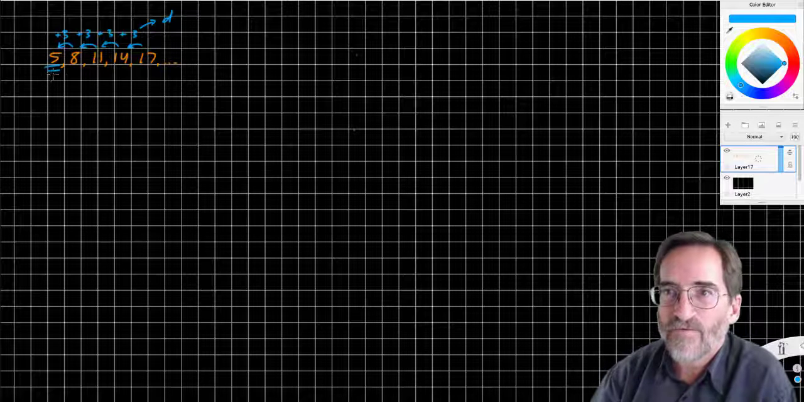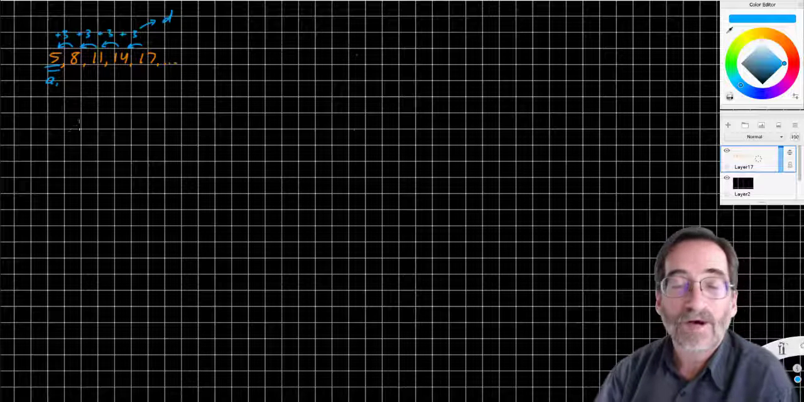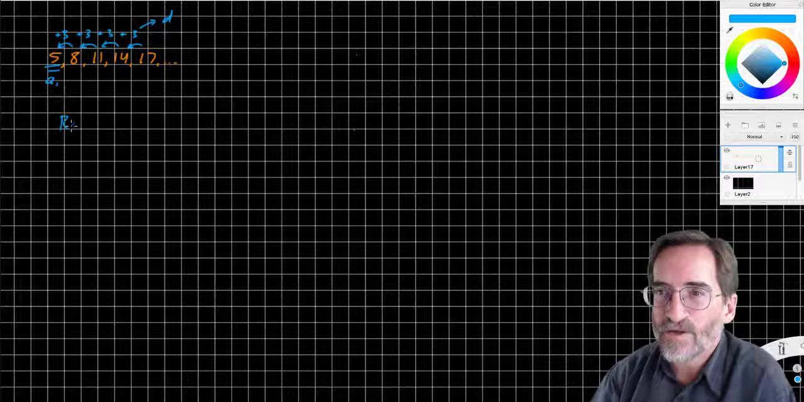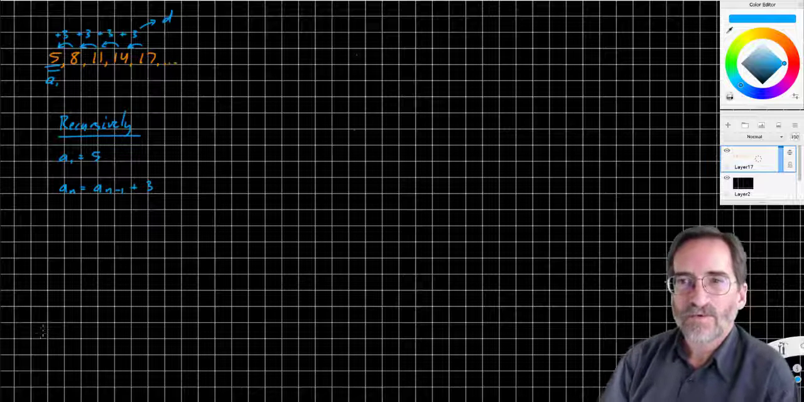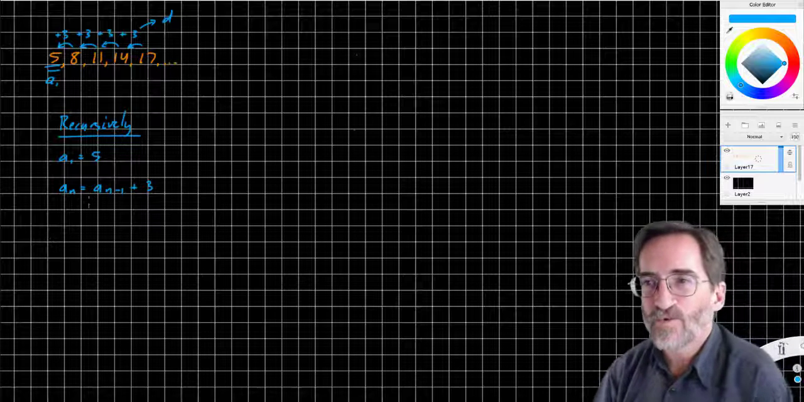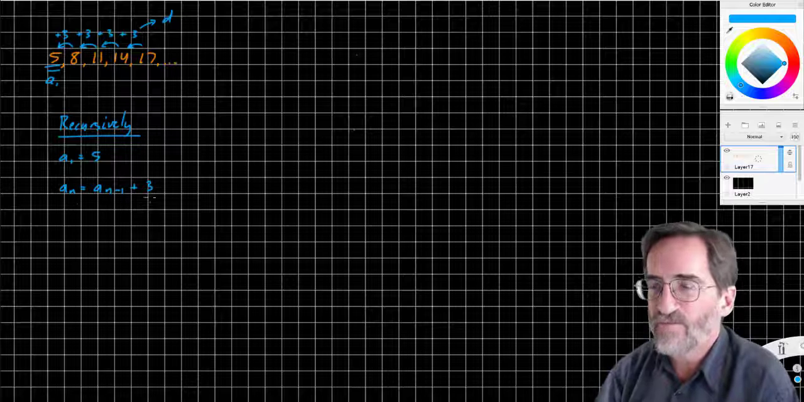So we have a first term. We'll call this a sub 1. And we can define the arithmetic sequence recursively by telling us what the first term is and what the rule is. The first term is 5, and the rule is a sub n is the previous term, a sub n minus 1, plus the common difference 3. So first value plus a rule to get the next value given the previous value.